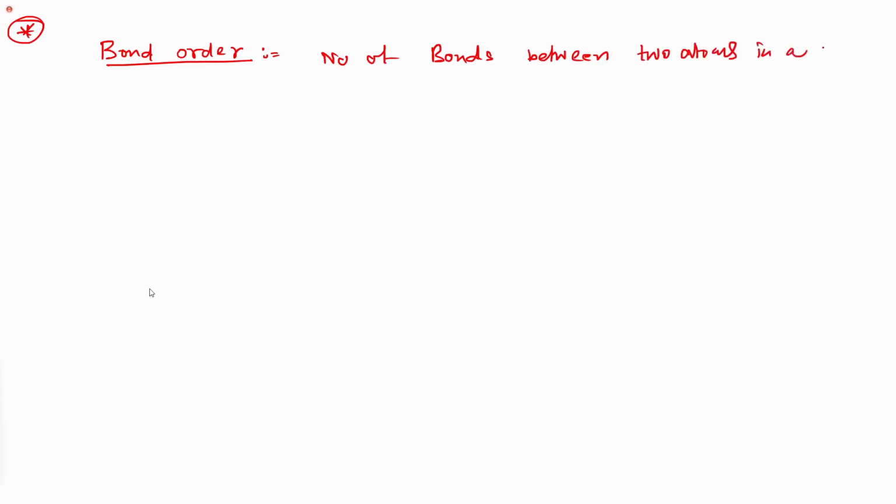Now, another bond parameter is the bond order. So what is the bond order? Bond order is nothing but the number of bonds. In the Lewis description of the covalent bond, the bond order is given by the number of bonds between the two atoms in a molecule.